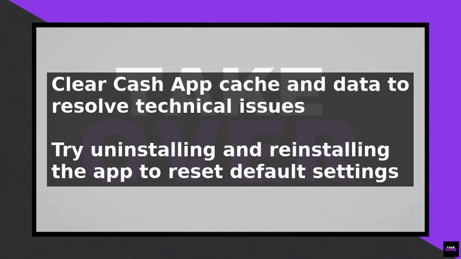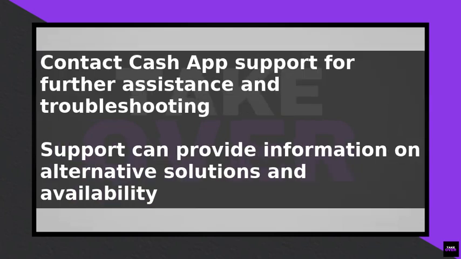If none of these steps work, try uninstalling and reinstalling the Cash App. This will reset the app to its default settings and may resolve any issues that were preventing it from working. It is also important to note that if you are trying to use Cash App from a country where it is not available, you will not be able to use it, even with a VPN. Cash App has strict geolocation restrictions in place to prevent use from outside the US and UK.